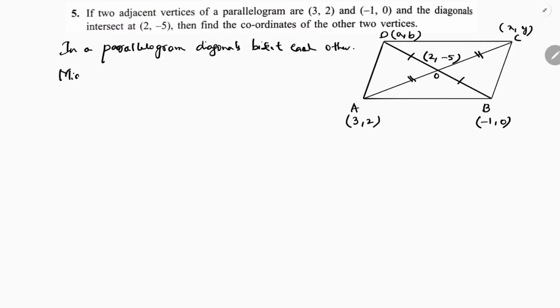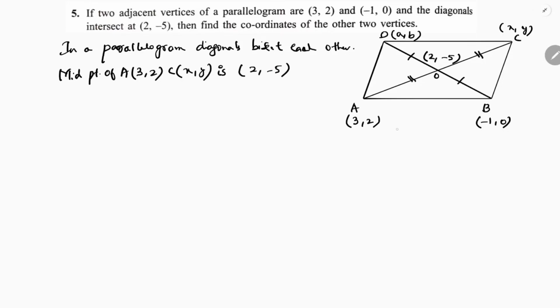So the midpoint of A and C, that is (x, y), equals... you can write it the other way, you can consider O is the midpoint of AC. The midpoint of AC is already given, that is (2, -5).